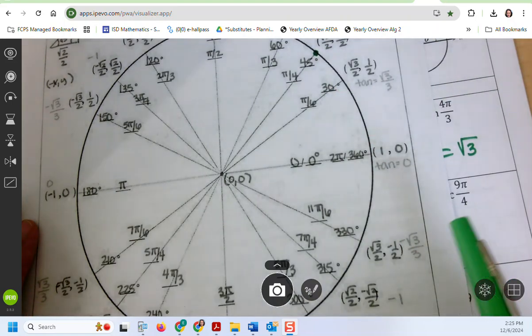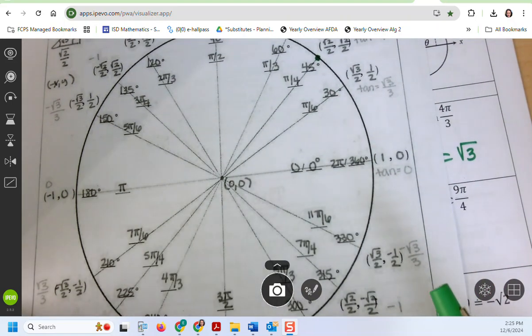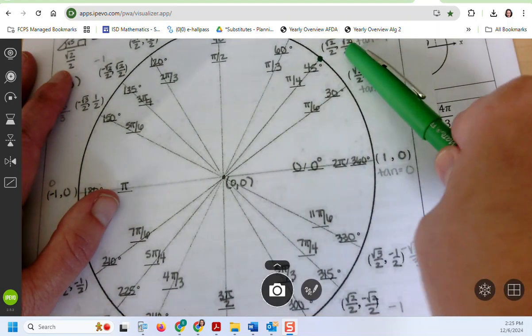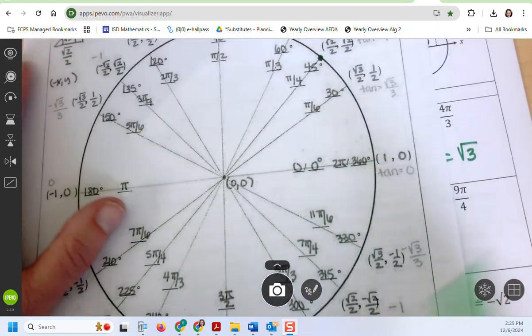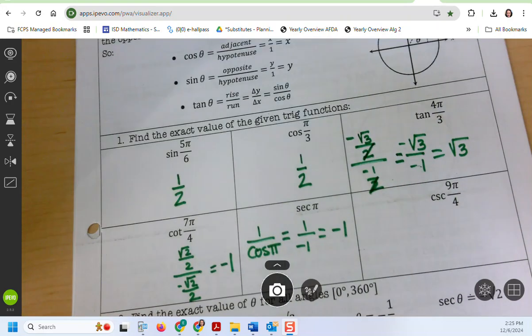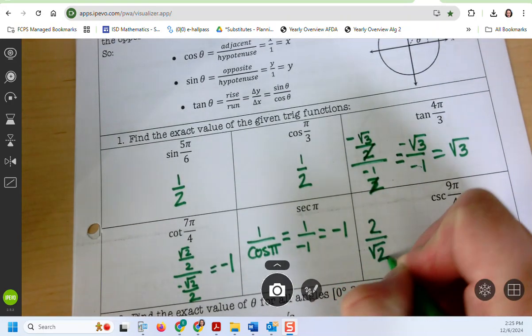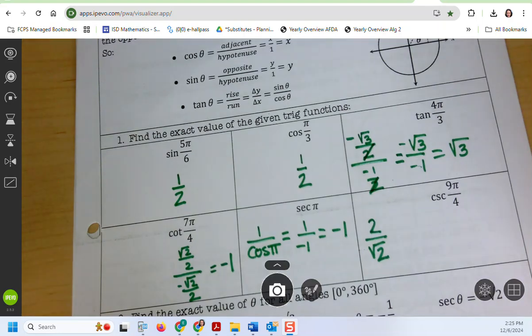So this is the point we're talking about on the circle. And then what did we try to find? I already forgot. We're trying to find the cosecant, so that would be the reciprocal of the y value. So here's my y value here, right? I need its reciprocal. So 2 over root 2, and then I have to rationalize that.